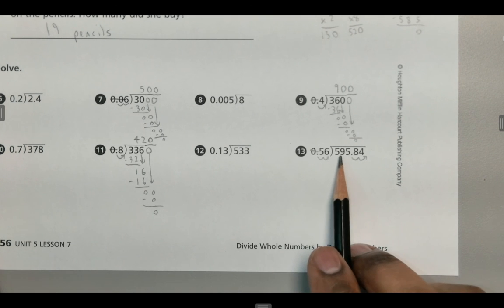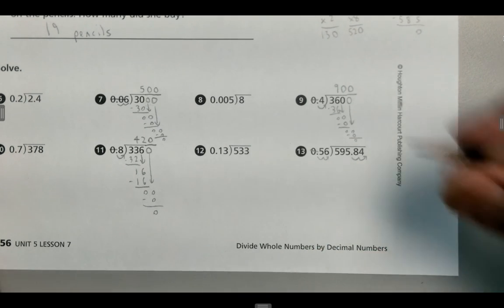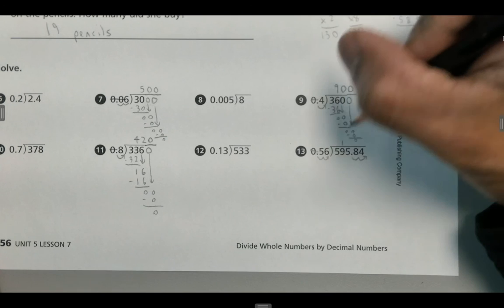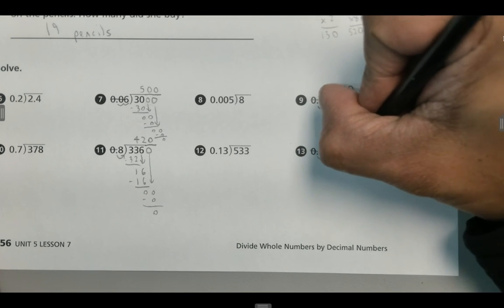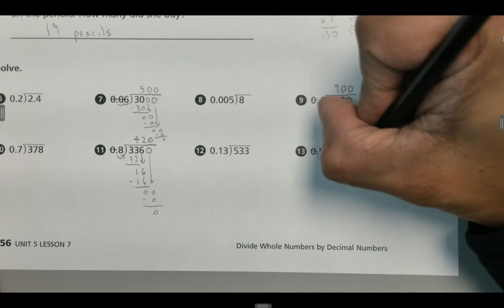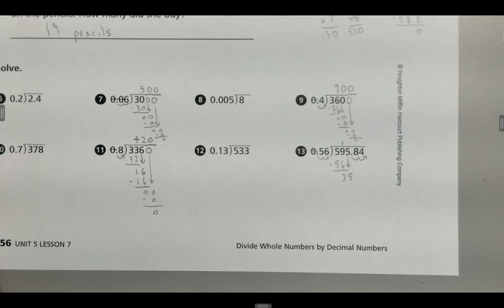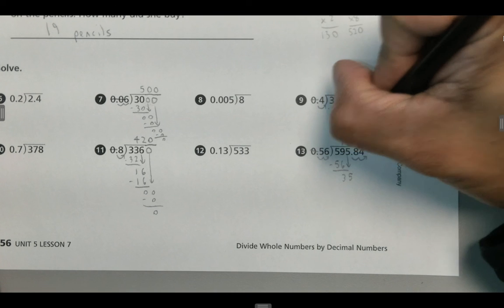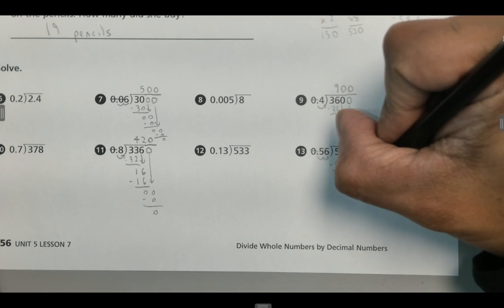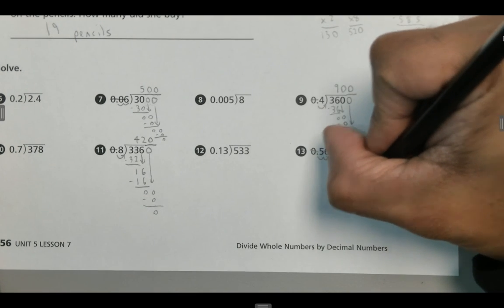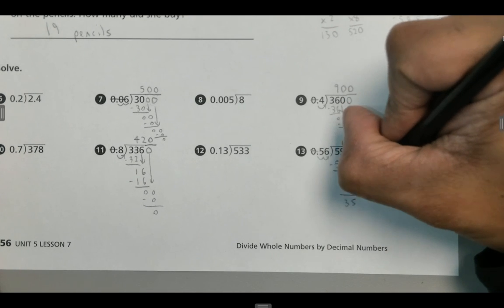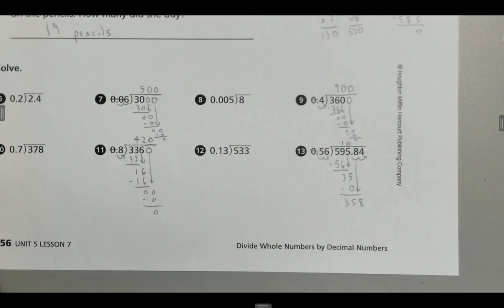Let's find 56 goes into 59 once. 56 multiplied by 1 is 56. Let's subtract and bring down. 56 goes into 35 0 times. Let's multiply, subtract, bring down. Now we have to find 56 goes into 358.